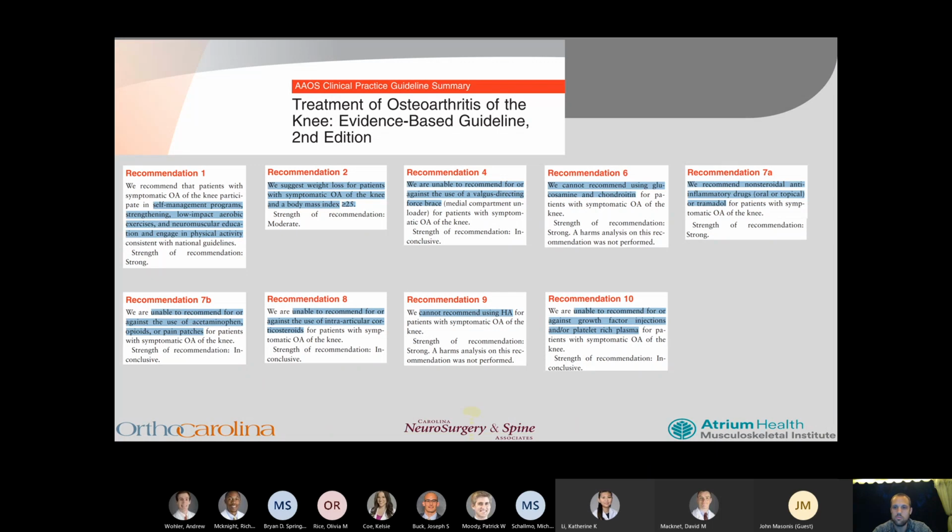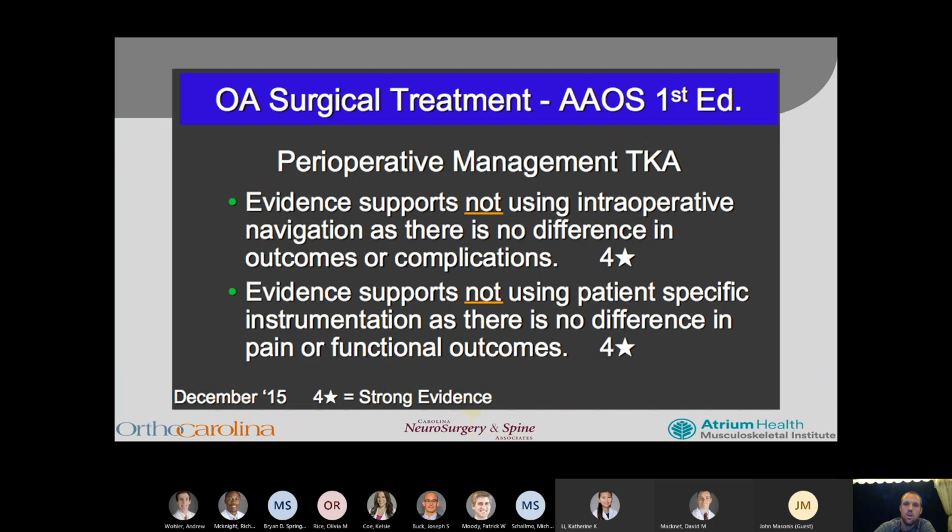So I think this here is useful to know, because there will probably be one or two questions that come straight out of this clinical practice guideline. And they may even ask you to know whether it's a moderate or strong recommendation on the test. In terms of perioperative management, we can kind of blow through these fairly quickly here. Intraoperative navigation and patient-specific instrumentation would not be correct answers on the test.